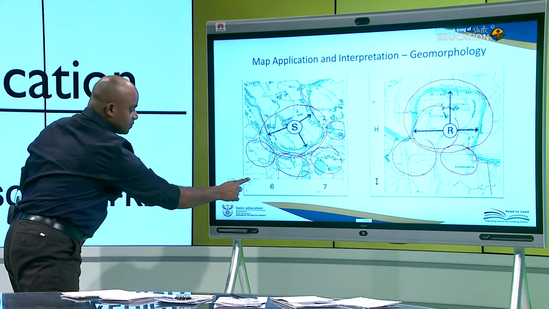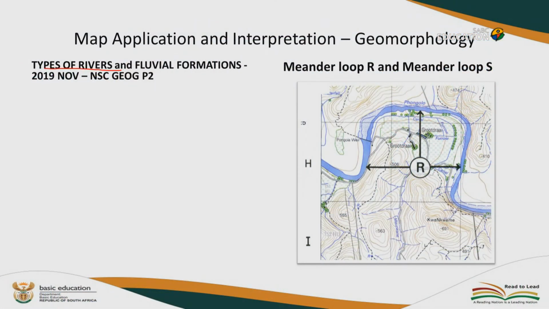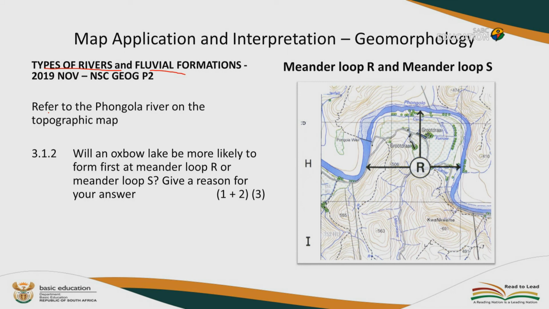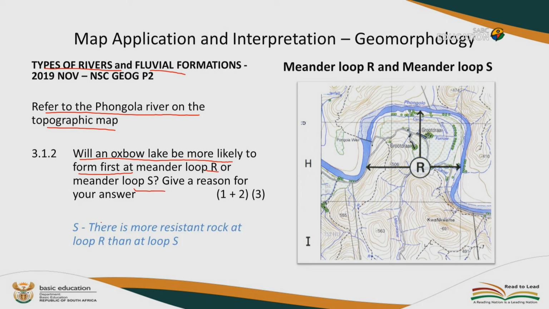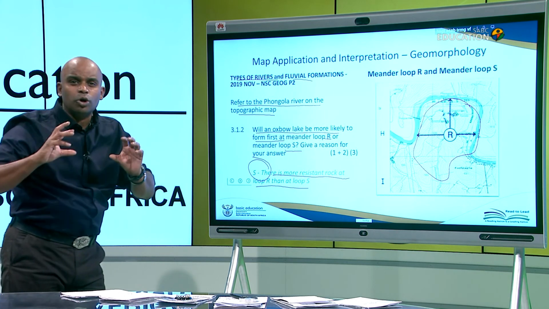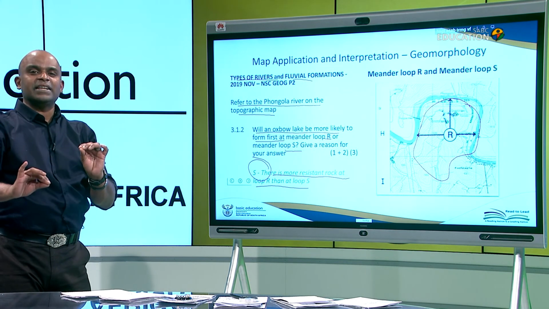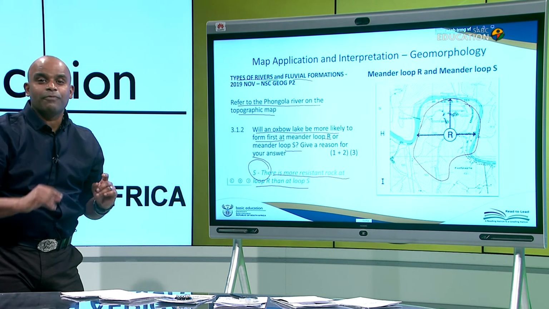The question reads as follows. Types of rivers and fluvial formations. Refer to the Pongola River on the topographical map. Will an oxbow lake be more likely to form first at meander loop R or meander loop S? Give a reason for your answer. And obviously at meander loop S, there is more resistant rock than meander loop R. Look at the resistant rock at meander loop R. This simply means that there is more erosion taking place over a longer period of time. And this erosion means that the meander loop will take much longer to straighten and form an oxbow lake.